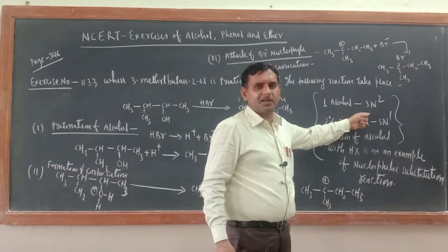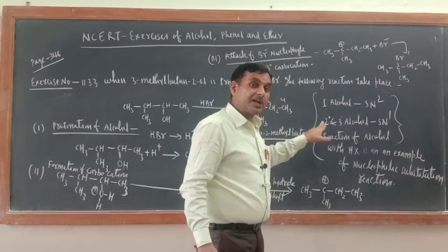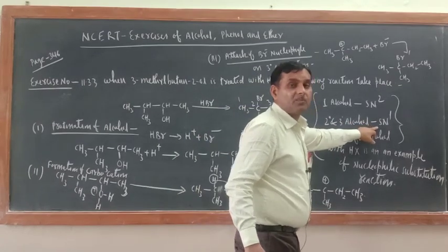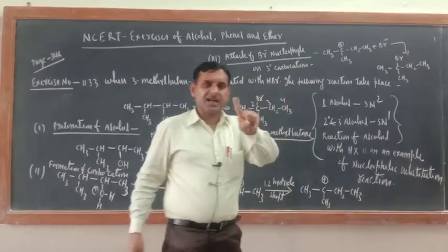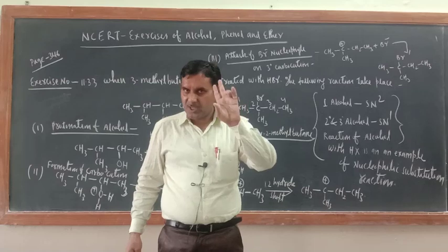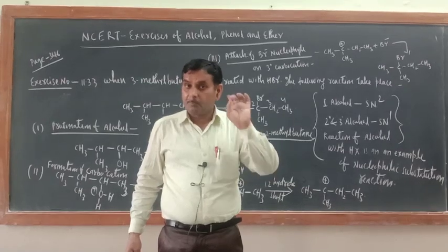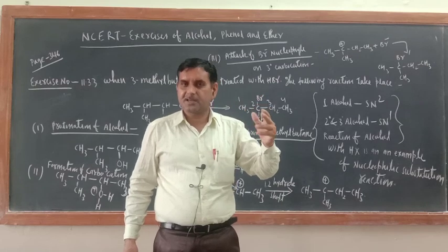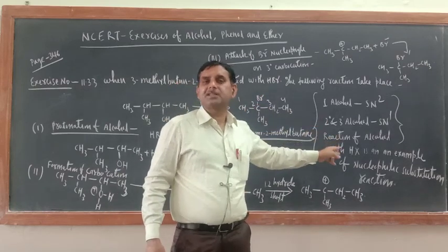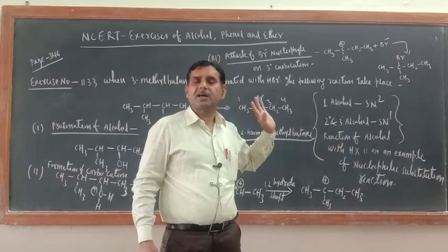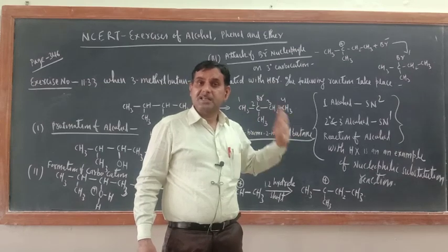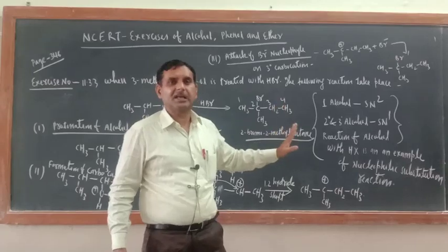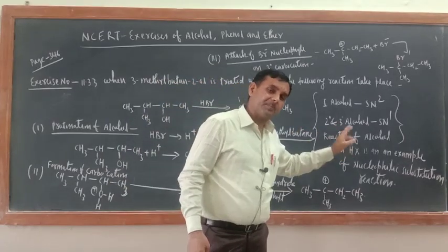1, 2, 3. But if it is a 2 degree or 3 degree alcohol, then it will follow the SN1 mechanism. SN1 means the name is SN1, but the reaction will be completed in more than 2 steps, and formation of carbocation is there. The rate of reaction will depend upon the reacting species only, the molar concentration of the reacting species only. And carbocation must be formed.